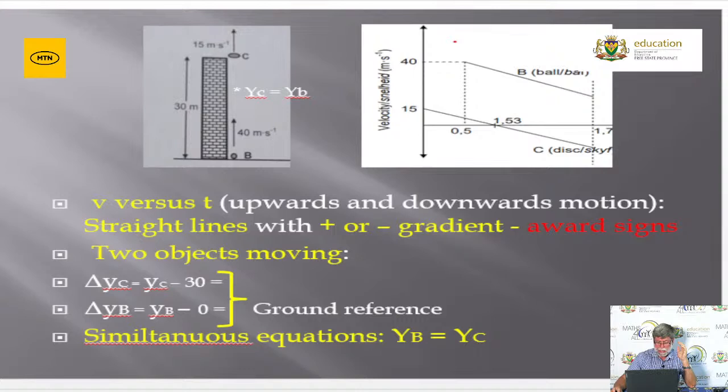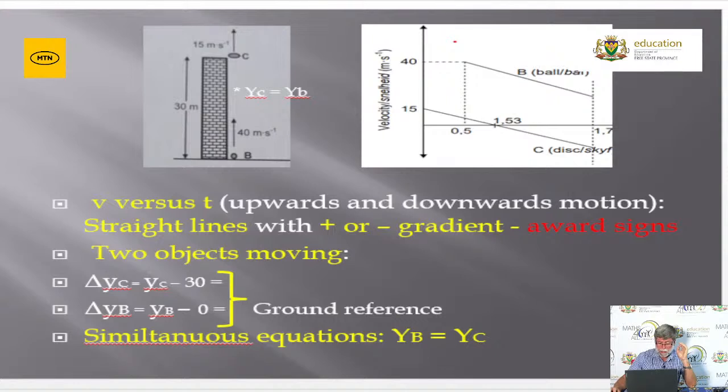Remember, change in position is always the final position, in this instance YC, minus the initial position. The initial position, if you look at the diagram above, was 30 meters above the ground level. So our reference point is ground level. Therefore, delta YC is YC minus 30. For YB, the final position is again YB, but the initial position is 0. It was thrown from the ground.